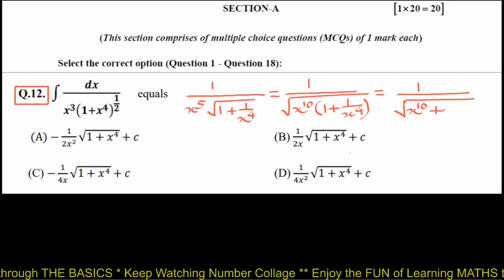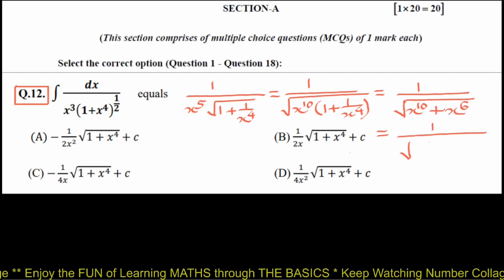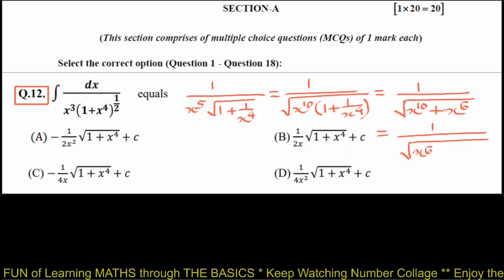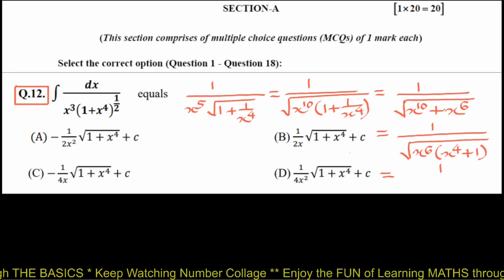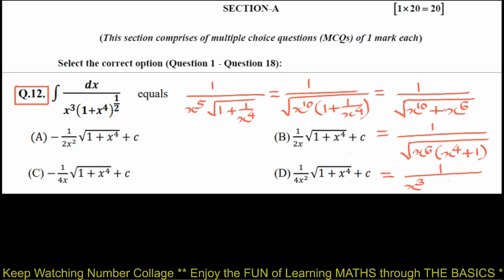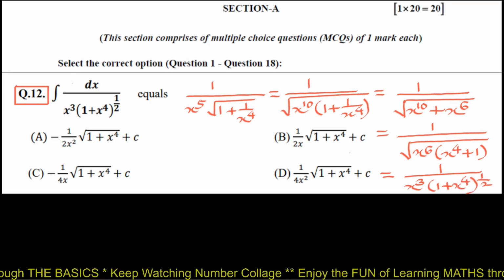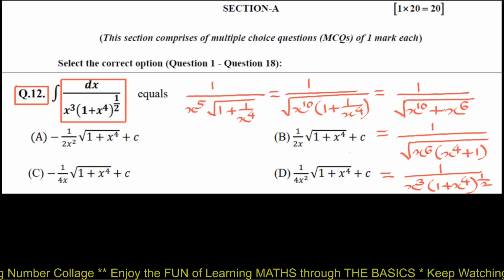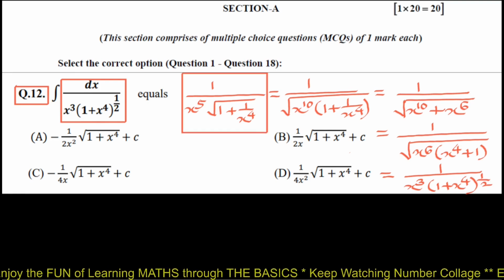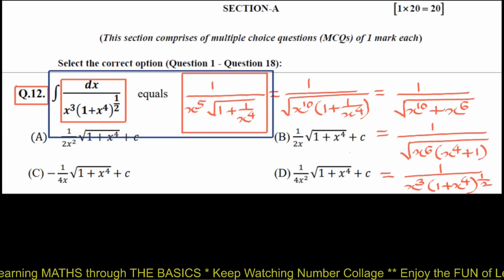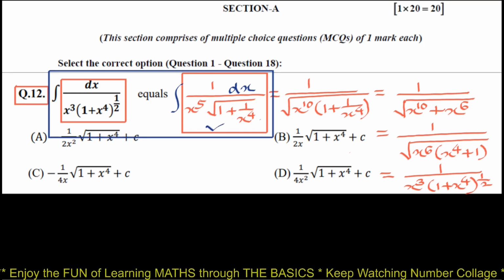raised to 10 upon x raised to 4, x raised to 6, which will be 1 upon square root of x raised to 6 into (x raised to 4 plus 1), which will be 1 upon x cube into (1 plus x raised to 4) raised to half, which is the same as this function, for which we can write this function. So the first thing that we got here is this given integral equals this integral. Now we can solve this integral by substitution method.